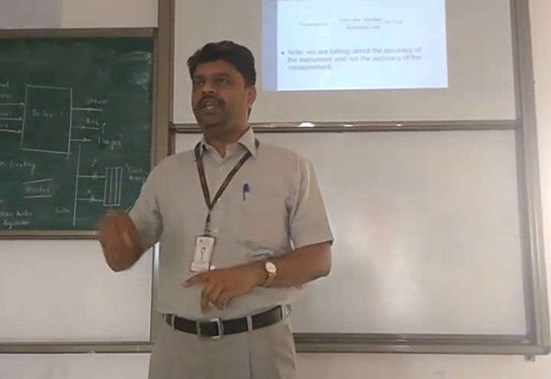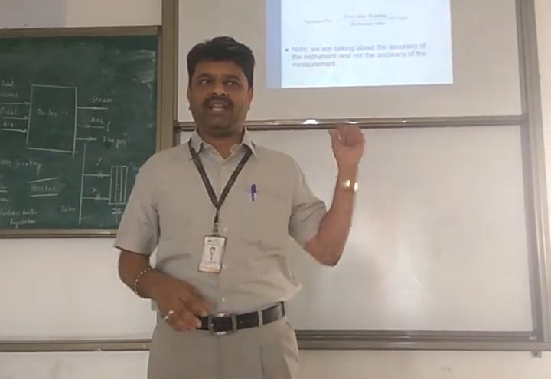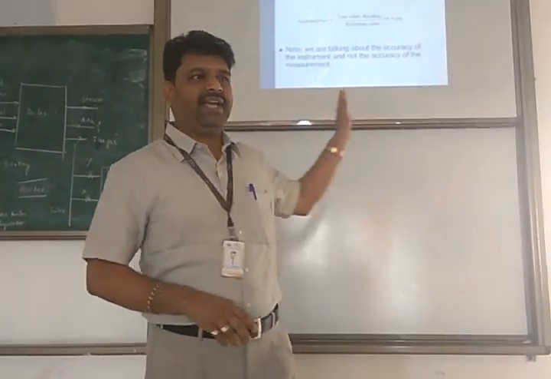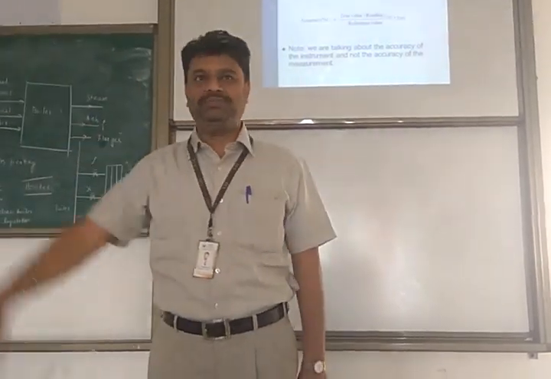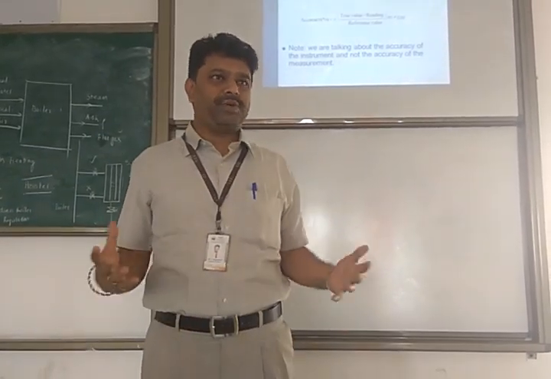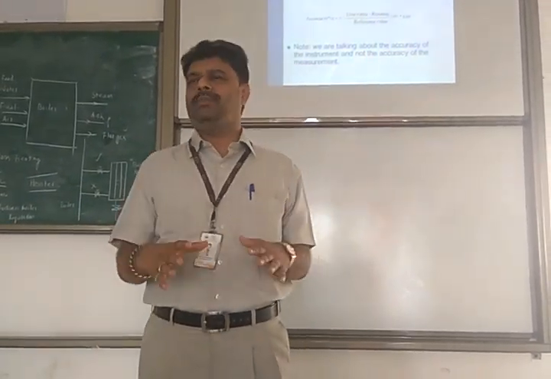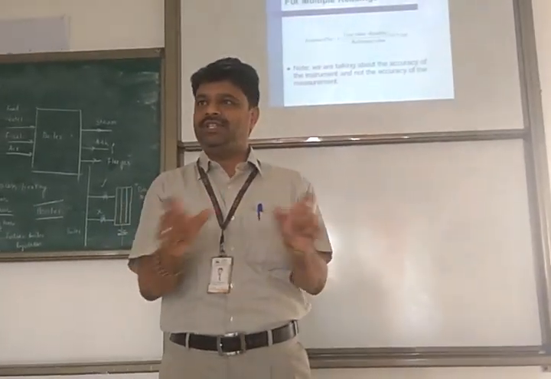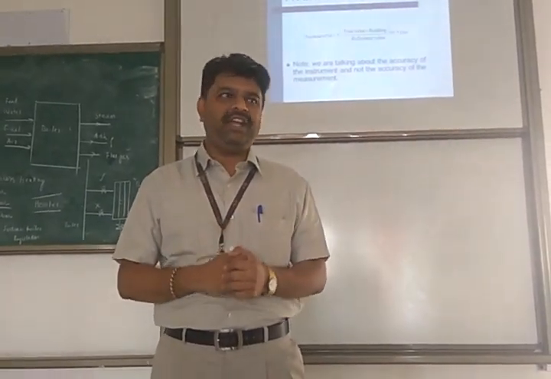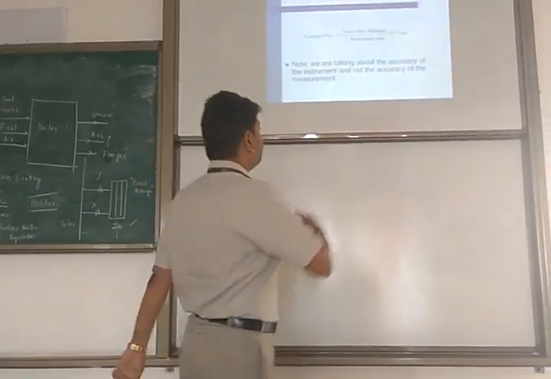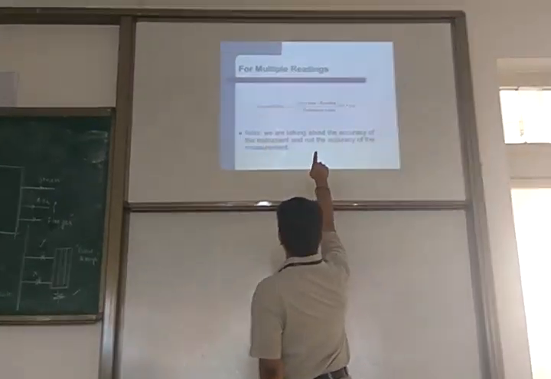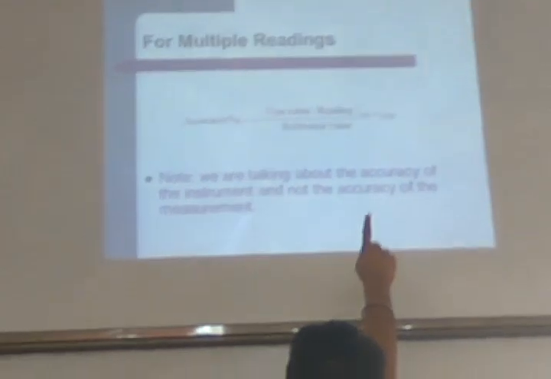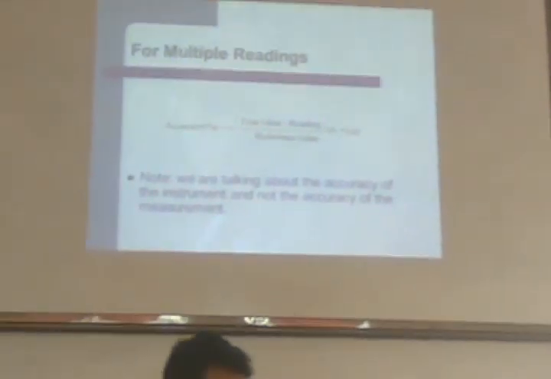Many times when I ask this question, people make mistakes in taking multiple readings and take the highest value. Students normally make mistakes. They know how to put values in the formula and compute, but they fail to understand the maximum value. See, true value minus reading, it's a modulus value, and then max.